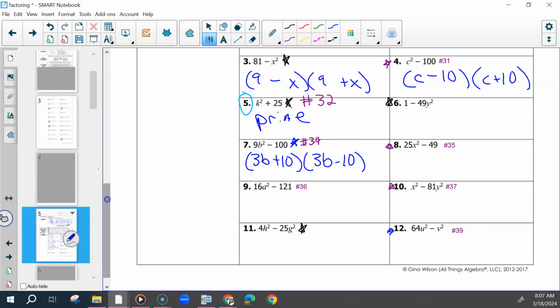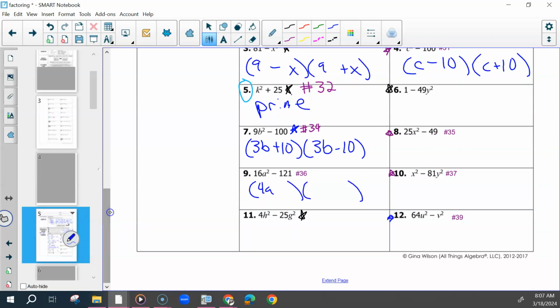Let's do 9. What would those two factors be? 4. Plus, minus, it doesn't matter. Plus 11. 11. 4. Correct.